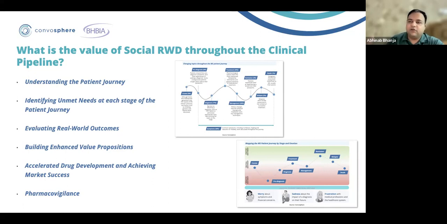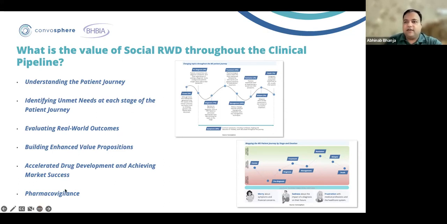And we can also get inputs for better communication, patient communication, HCP communication, KOL engagement or influencer engagement, which can help in better market access. Pharmacovigilance again is an important area, because through social we get a lot of data around drug safety, what the safety outcomes are and what challenges people are facing.